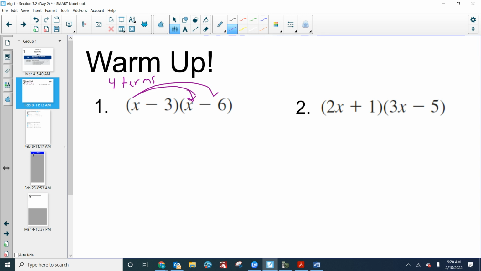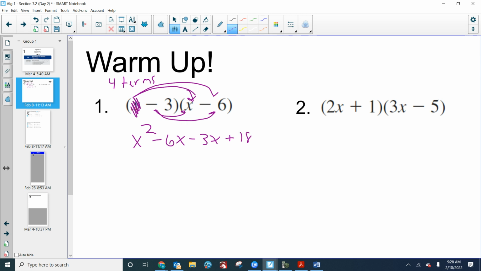Okay? What's x times x? It's not 1x. X to the second power. What's x times negative 6? Okay, now, done with that. What kind of 3 is that? Treat it as a negative 3. What's negative 3 times x? Let's put them together, right? What's negative 3 times negative 6?